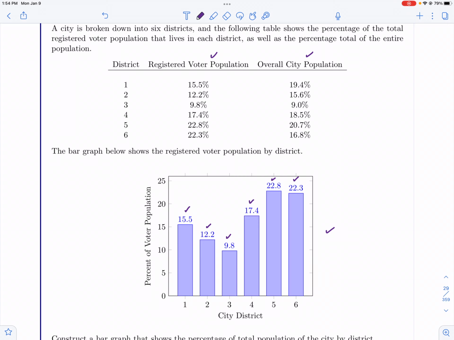All right, so now what we want to do is do the same thing, but in this case, we want to graph what the overall city population is. So we're going to do it the same way. Our District 1 is 19.4, so we want to go up to almost 20. This is about one of the ugliest bars I've ever seen, but that's okay.